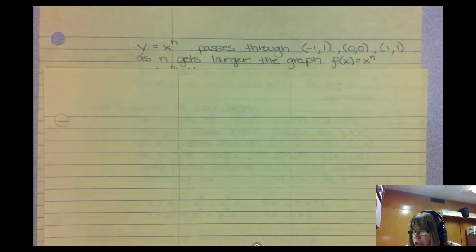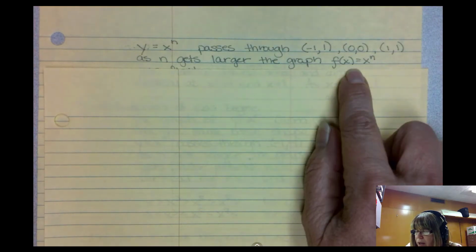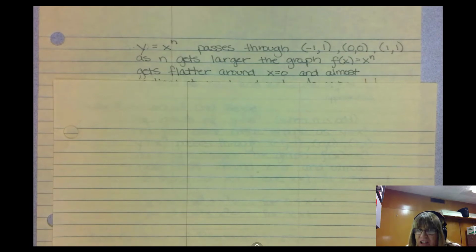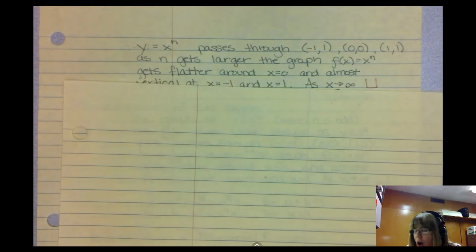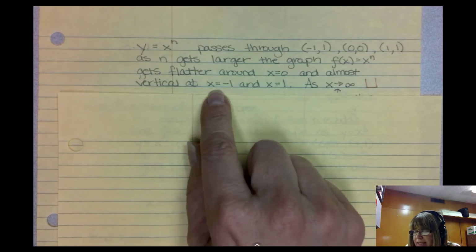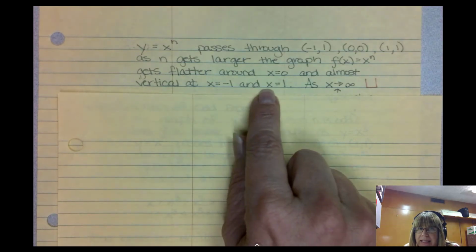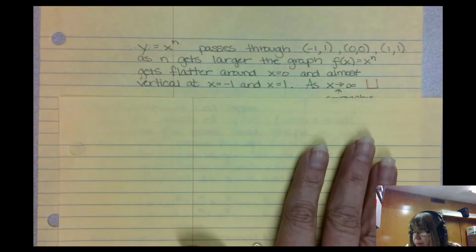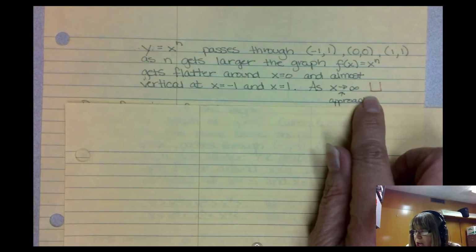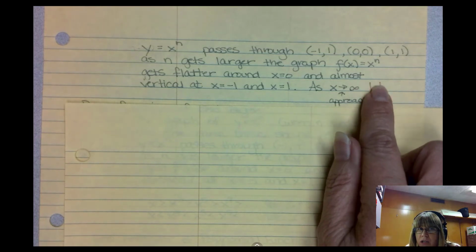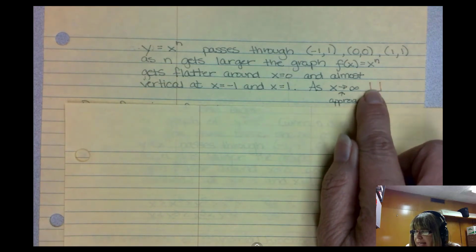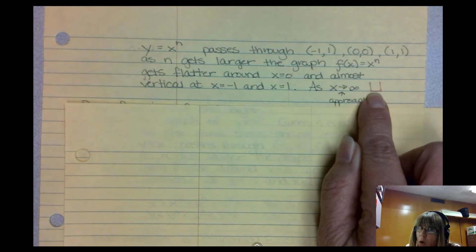As n gets larger, the graph of x to the n gets flatter and flatter around 0, and almost vertical when x is -1 and x is +1. So as x, what this little arrow means, approaches infinity, our parabola is no longer rounded. It's almost flat here. Almost, not quite, almost.